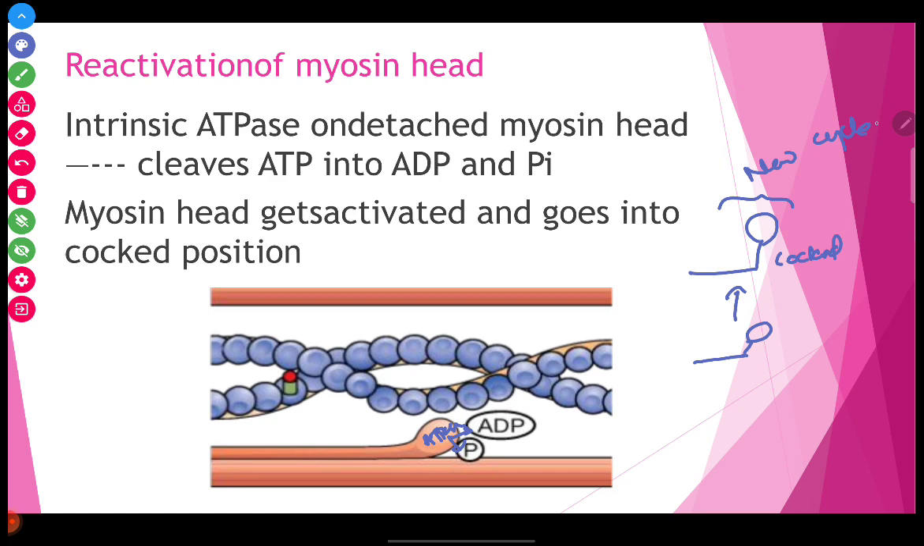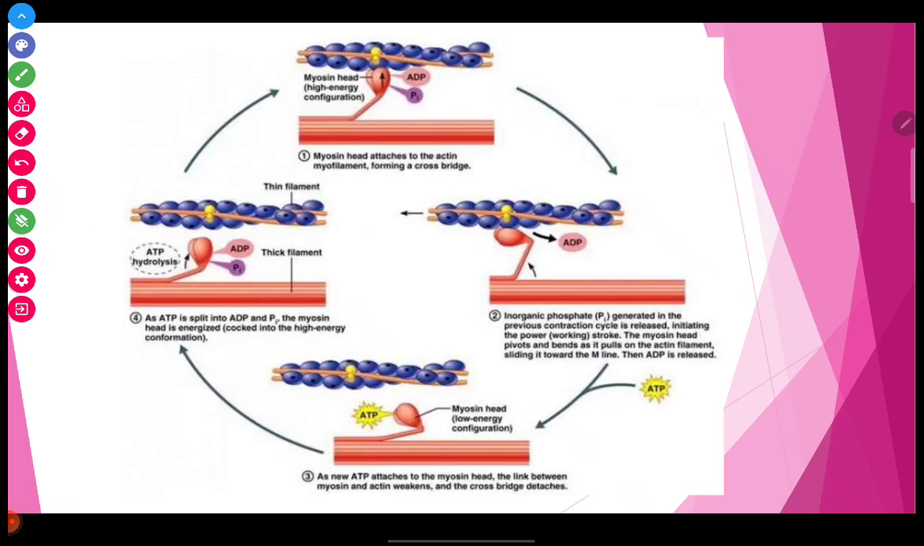So this is the thing that is happening in the fifth step. The detached myosin has intrinsic ATPase, which cleaves ATP into ADP and phosphate, and the myosin head gets activated once again and goes into the cocked position. These all are the things happening during the sliding filament theory. Now we can look into this cycle once again.